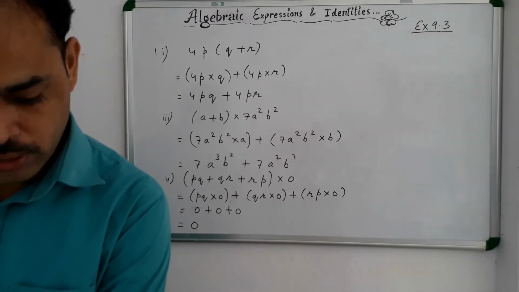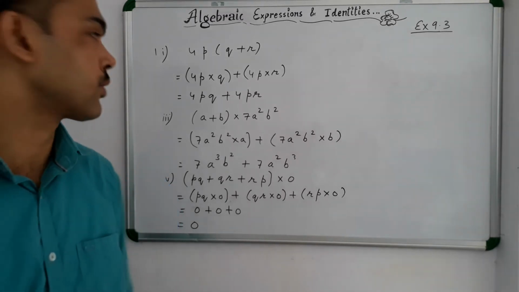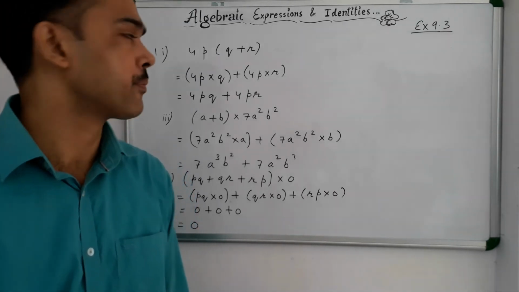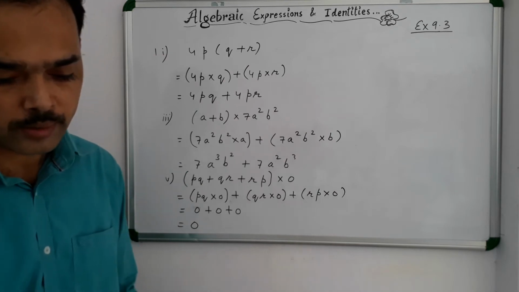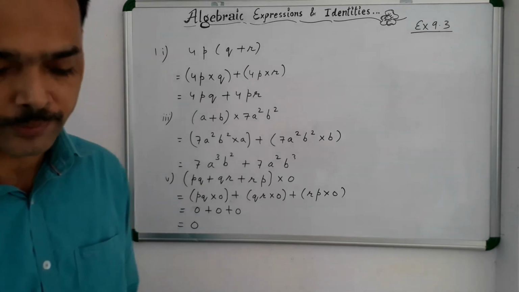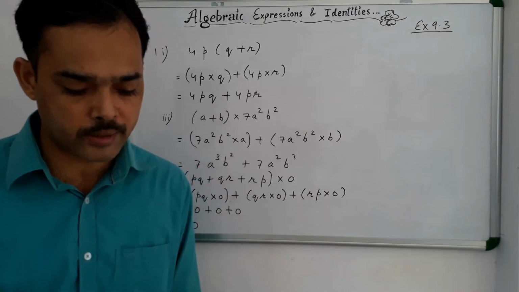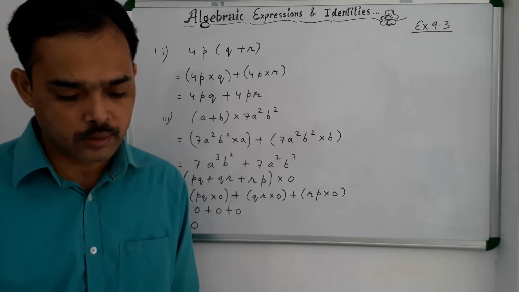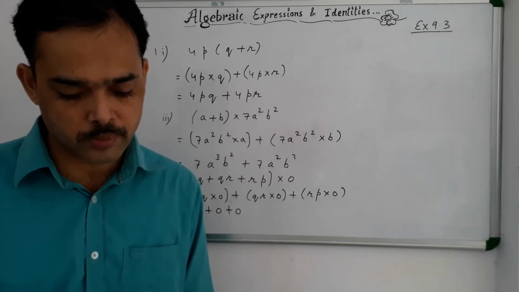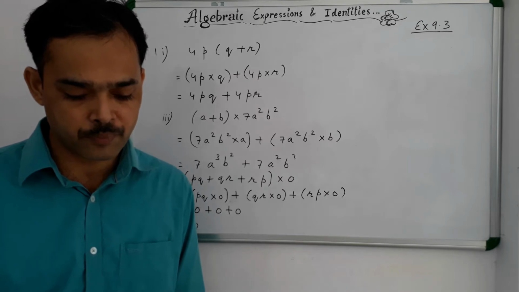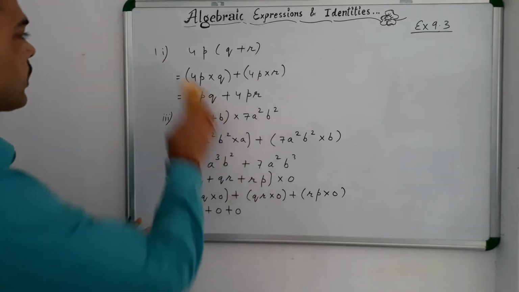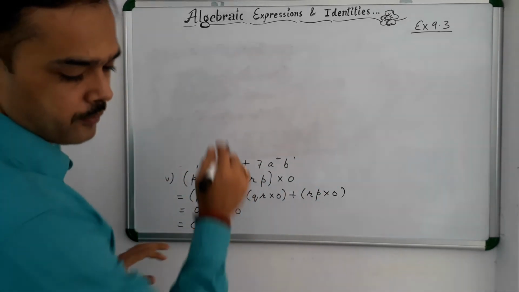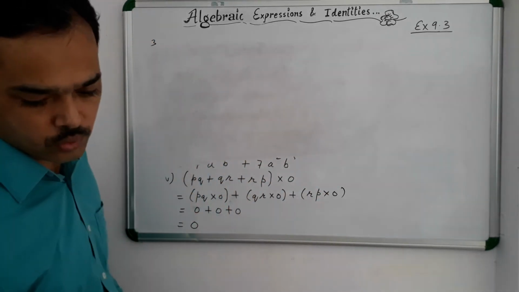So I hope that question number 1 is clear to you, how you will be multiplying a monomial by a polynomial. Now after question number 1, let us move on to question number 3. In question number 3, once again it is mentioned: find the product. So you have to multiply, and in this particular question it is multiplication of a monomial by a monomial. So let's see how we will be doing this. In the third, let us do the second part.